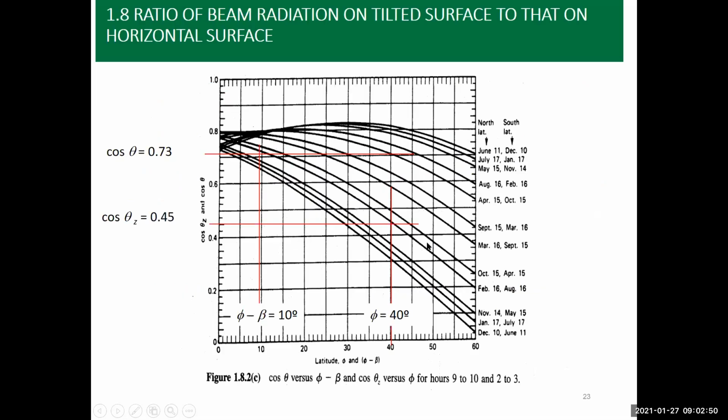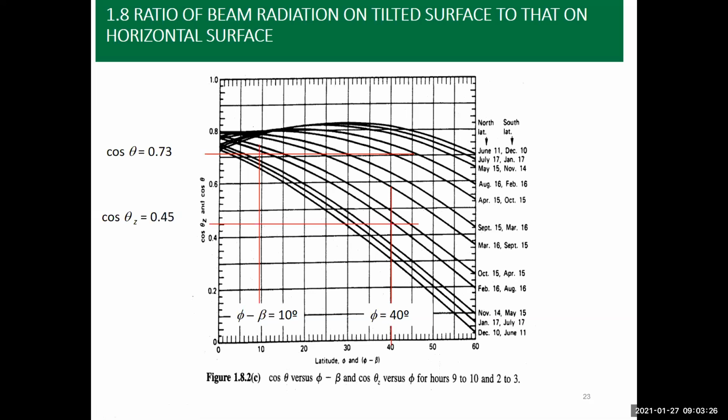Now, this is what we do. We need the value of cosine theta z. Cosine theta z depends on phi. Phi is equal to 40. So I'm going to construct a vertical line at 40. And then I'm going to pick the day. The day they said is February 16. So the vertical line is going to intersect with this line at a point. And this point corresponds approximately to 0.45. This is 0.4. This is 0.5. So this is almost in the middle. So 0.45, which is cosine theta z.